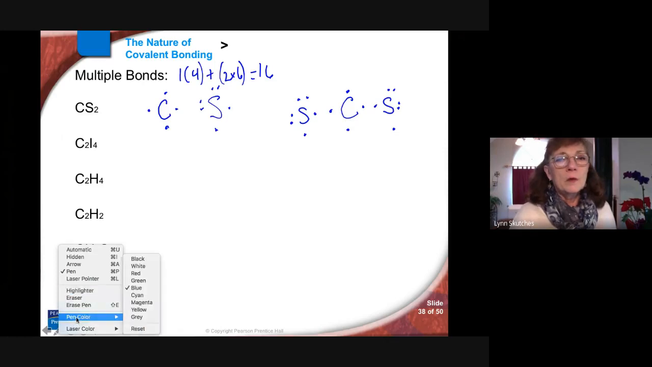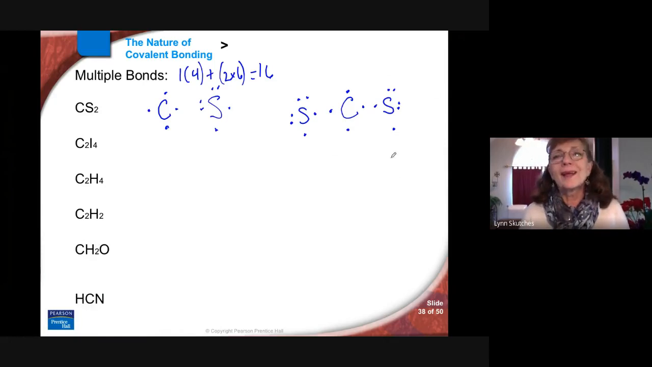However, hopefully it's really obvious that there are not 8 electrons around any of the atoms. Sulfur's got 1, 2, 3, 4, 5, 6, 7. Both of them do, and then carbon's got 1, 2, 3, 4, 5, 6. So neither of them, I'm going to make these red, neither of them have an octet. So how can we fix that? Hopefully you're way ahead of me.